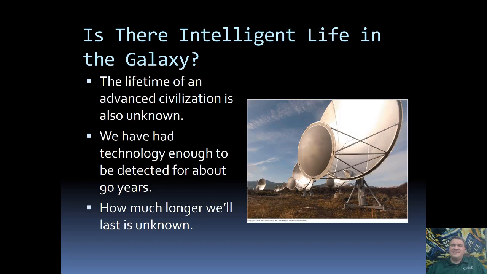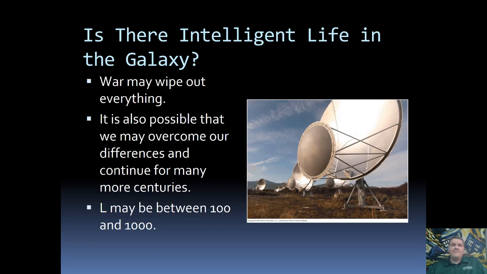The last piece is the lifespan of one of these civilizations, and again, this is completely unknown. We know that we've had technology where we could be detected by stuff out there for the last 90 years or so, starting in about the 1930s. However, how much longer we're going to last is, again, completely unknown. It could be that in the next few years, World War III erupts and it goes full nuclear and we wipe all life off of the face of the Earth.